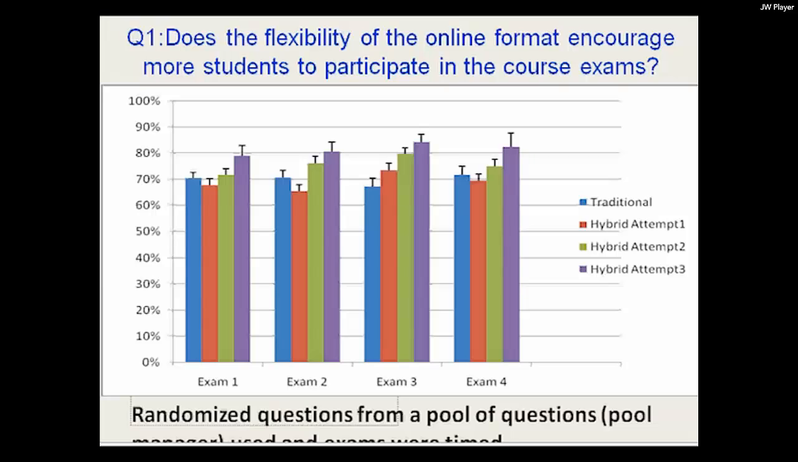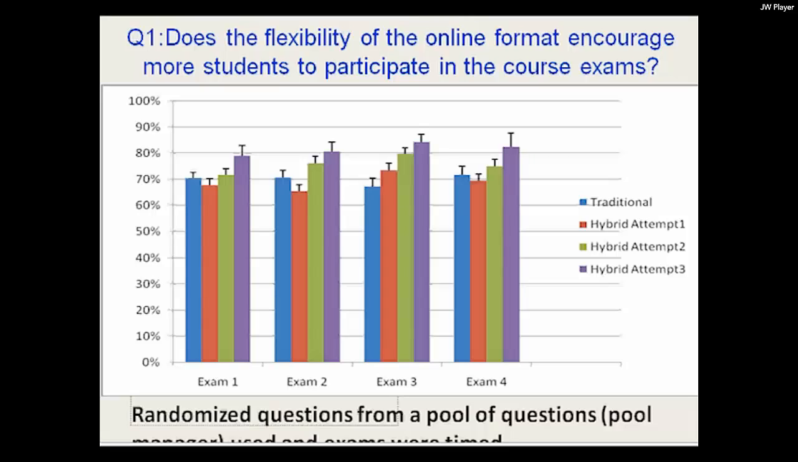As you can see on the graphs here, the blue one on the leftmost corner is the traditional format. Exam 1, Exam 2, Exam 3, Exam 4 is given there. And the others are comparisons with the hybrid format. In the hybrid format, there are three given there: attempt 1, attempt 2, attempt 3, over a period of a week.